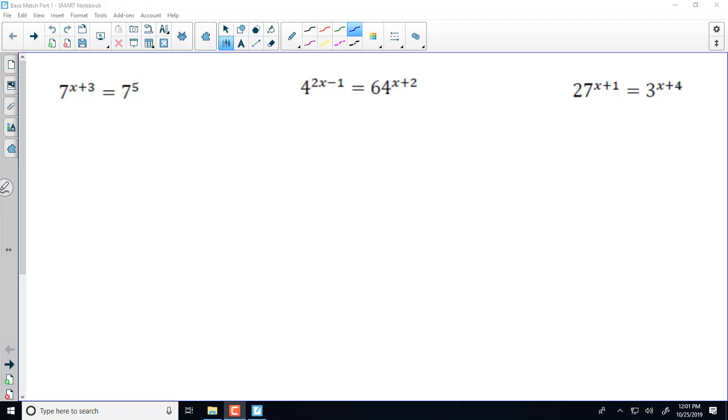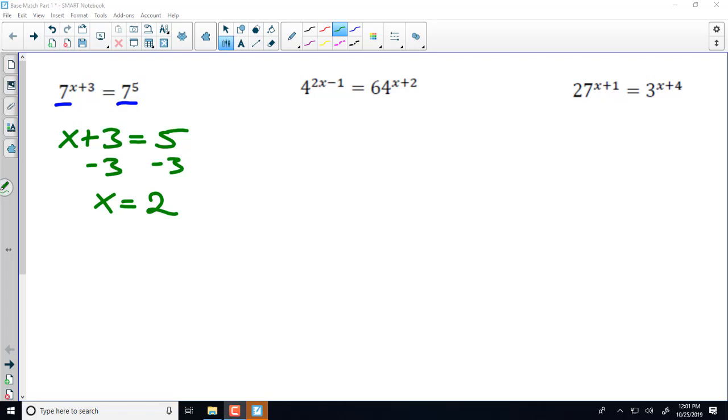The first one is the fastest because the bases are already both 7. And if the bases match, then we can solve for x just by setting the two powers equal to each other. So we just write x plus 3 equals 5. And then we solve for x like you normally do. So I'm going to subtract 3 from both sides, and we get x equals 2. That actually finishes the first one. The first one is just going to be x equals 2.